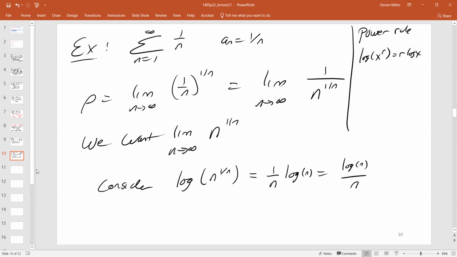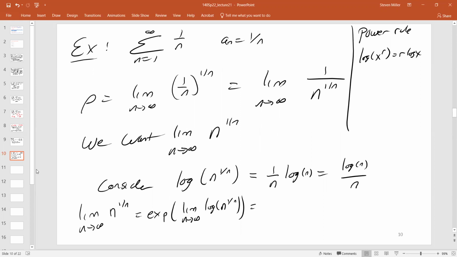So if we want to consider the limit as n goes to infinity of n to the 1 over n, that should just be the exponential of the limit as n goes to infinity of the log of n to the 1 over n. If I figure out what the log goes to and I exponentiate that, that should give me n to the 1 over n. Now, if my logarithm is converging to 8, then my original quantity is converging to e to the 8. If my logarithm is converging to 0, my original quantity is converging to e to the 0.